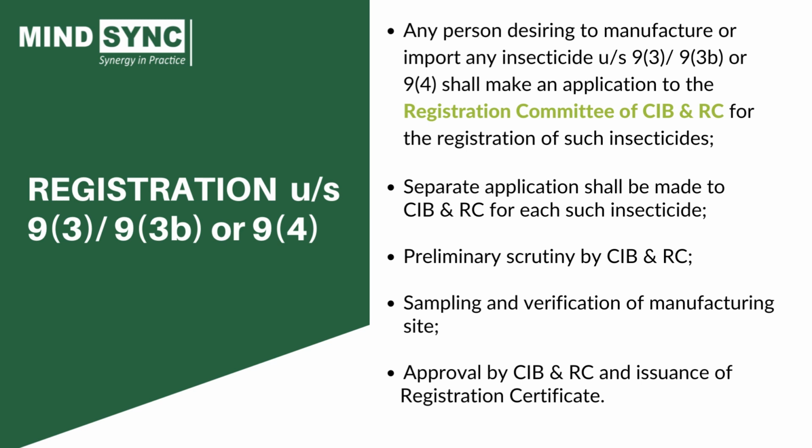The Registration Committee shall scrutinize the application in all respects and may conduct an independent inquiry to verify the information submitted. Taking into consideration factors such as safety, efficacy, necessity, end use, risk involved, and availability of safer alternatives, the Registration Committee shall grant a certificate of registration and shall allot a registration number to the manufacturer or importer of such insecticides.